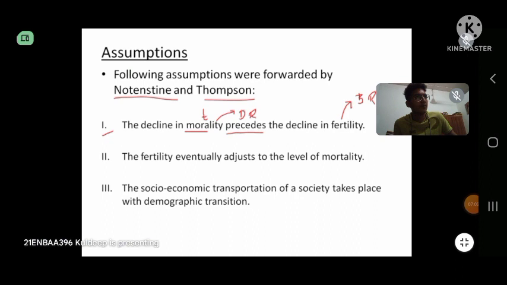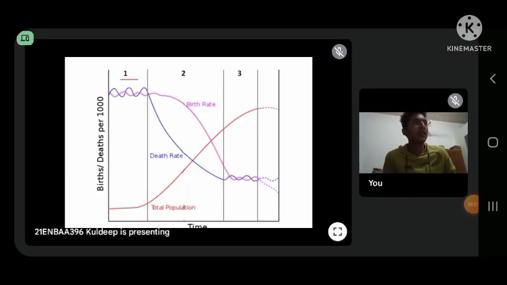The second assumption is that fertility eventually adjusts to the level of mortality. As I said, initially the death rate is declining, and later on the birth rate on its own adjusts to the mortality rate, to the death rate. And the third is that the socio-economic transformation of society takes place with demographic transition, which we will see in the upcoming slides.